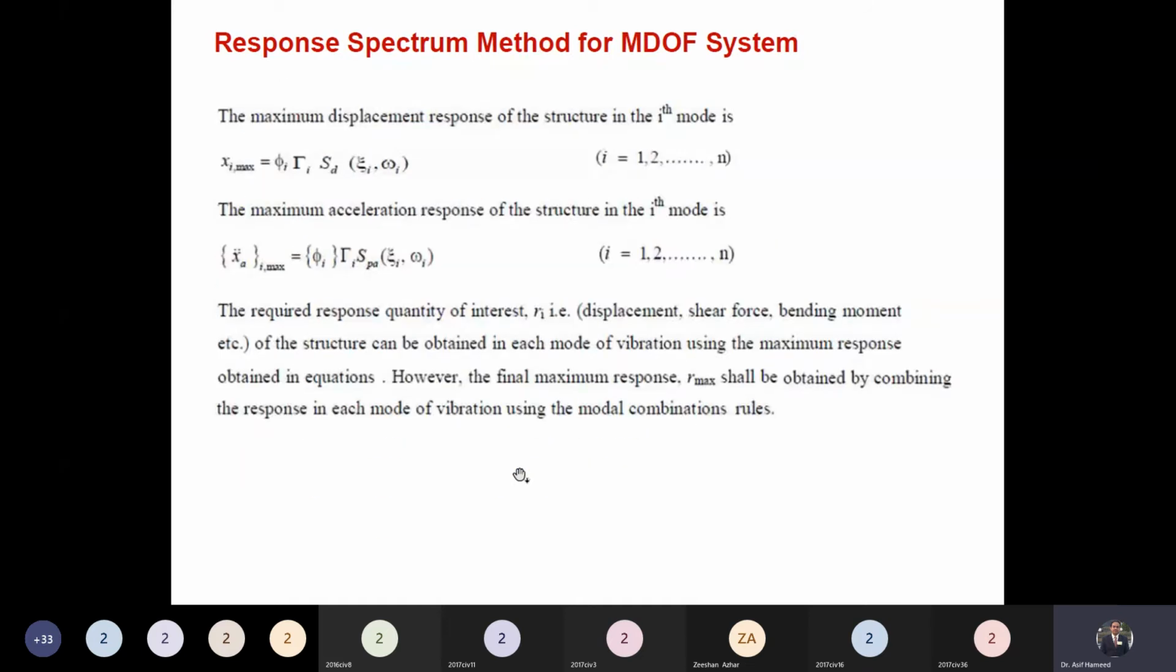And then we can find out the maximum displacement response and maximum acceleration response. Previously, how can we find out the maximum displacement response for the single degree of freedom system? What was the procedure? If we have to use the response spectrum method, how can you find out the maximum displacement response of the single degree of freedom system by using the response spectrum? Anybody remember? We just solved examples. Sir, x max is equal to S divided by omega.